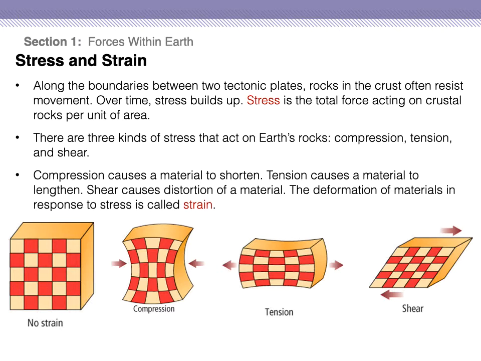There are three kinds of stress that act on Earth's rocks: compression, tension, and shear. Compression causes a material to shorten. Tension causes a material to lengthen. Shear causes distortion of a material. The deformation of materials in response to stress is called strain. You can see the different forms below.